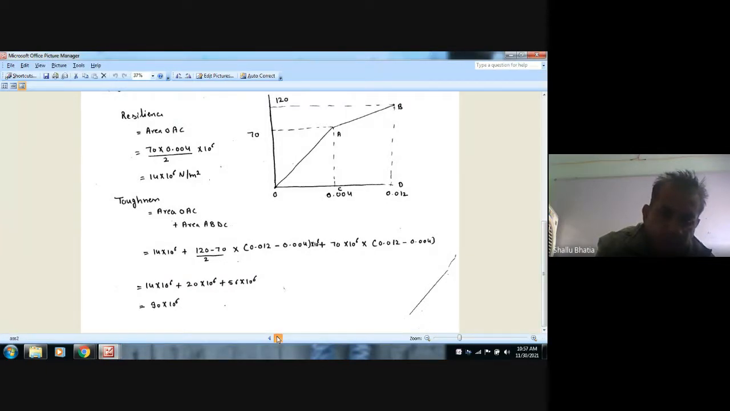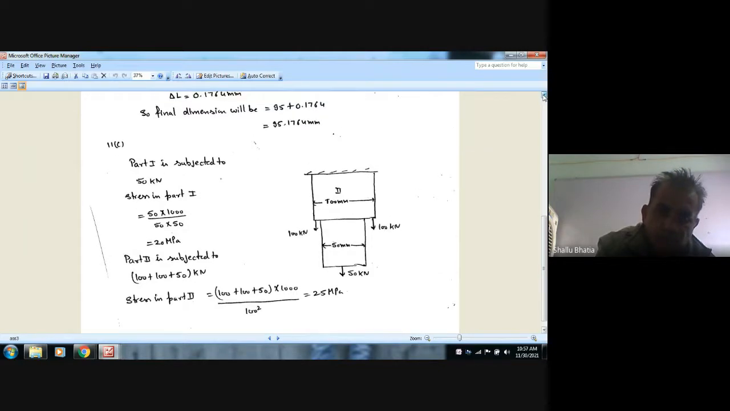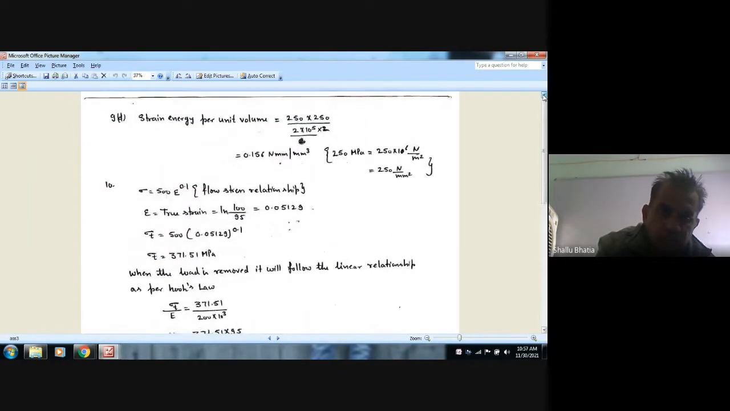So this is stress, 250, and it is sigma into strain by 2, that is, sigma square by 2E, where sigma is 250. 250 MPa means 250 into 10 raised to the 6 Newton per meter square.